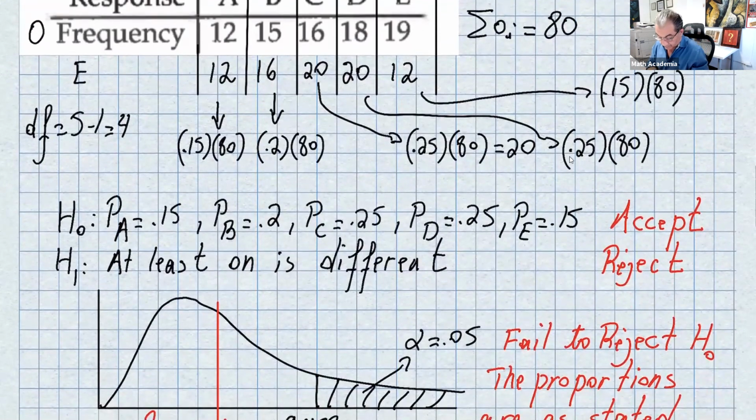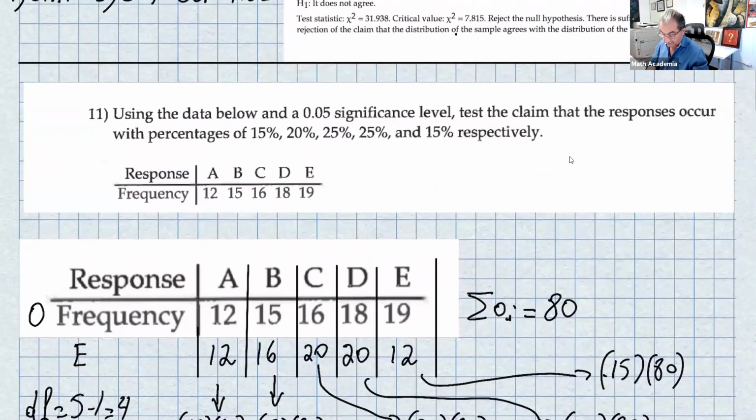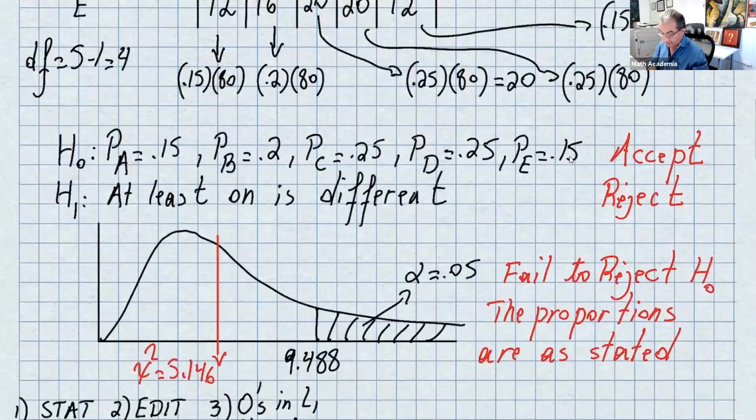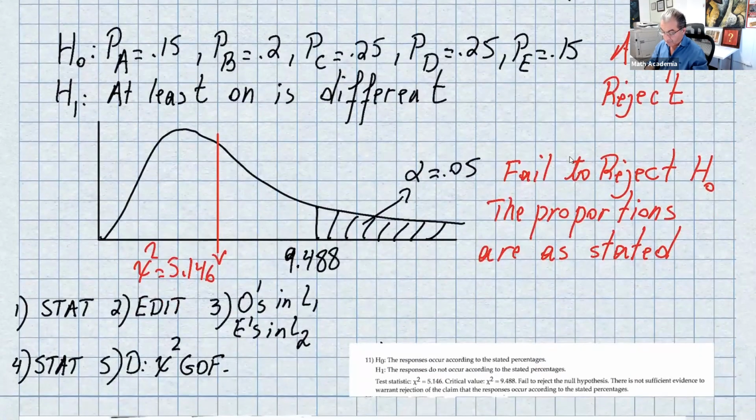So let's write the claim. PA is 0.15 because it's given as 15%. PB is 0.20, PC is 0.25, PD is 0.25, and PE is 0.15. You can completely write this, and for the alternative, write at least one is different. This is a chi-square test again.